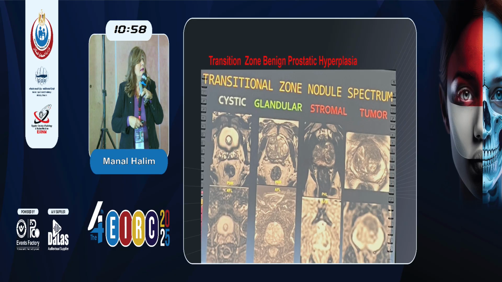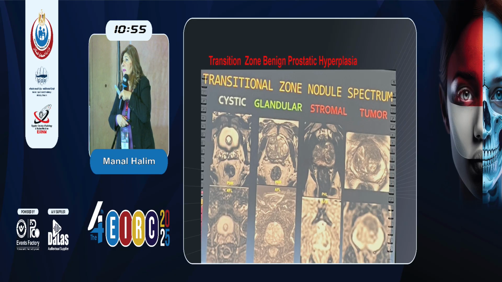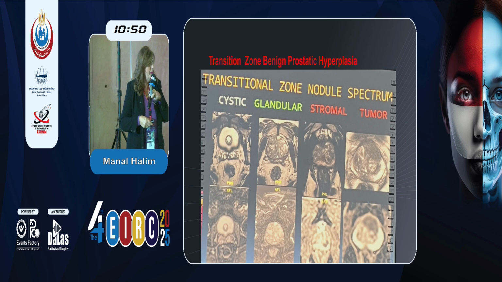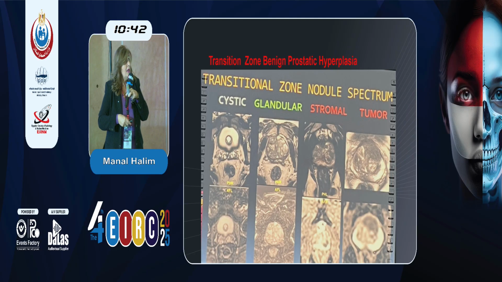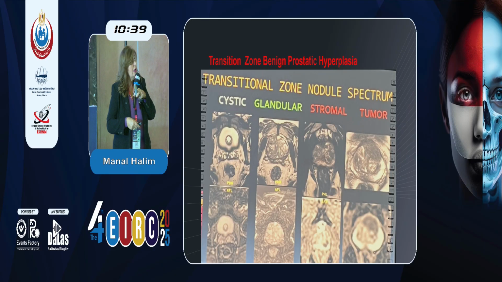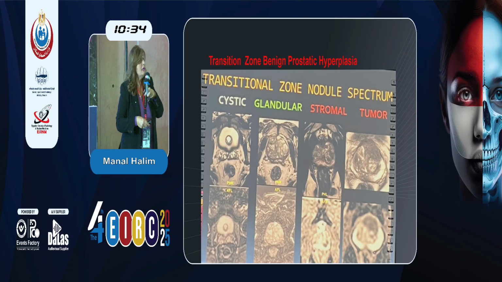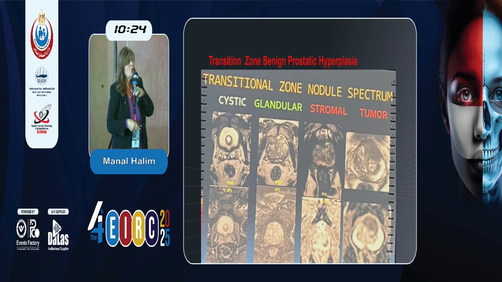BPH in the transitional zone is really very common, and every man after 50 years old most likely has BPH nodules. We have a very big spectrum of benign prostatic hyperplasia nodules, and they are not all the same. Sometimes they are cystic, sometimes glandular, sometimes stromal, and sometimes, take care, even tumoral. In the cystic condition, it's easy. It's high signal intensity on T2 weighted images, with no restricted diffusion. In the glandular tissue, this is the typical nodule that we know. It's encapsulated and well defined, shows a low T2 signal rim all around, and no restricted diffusion.